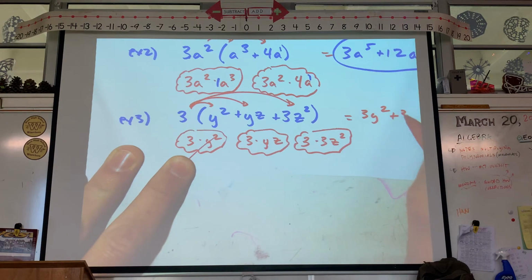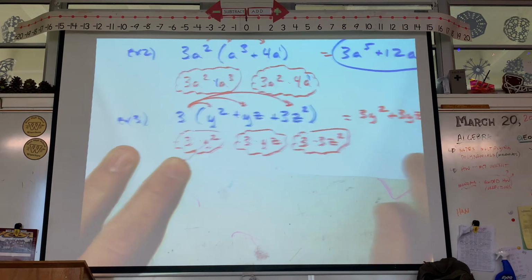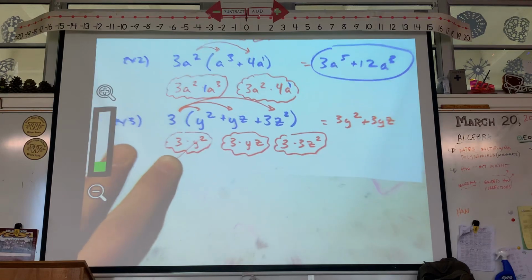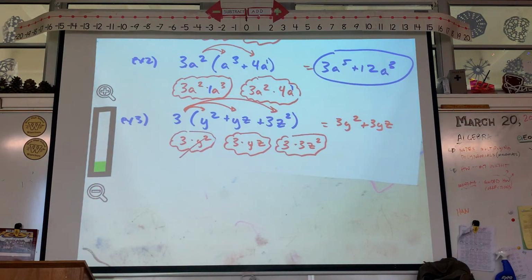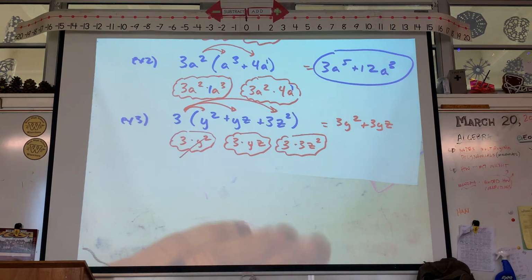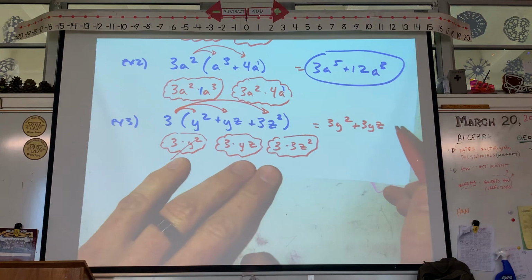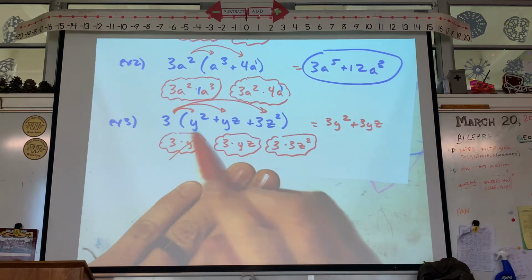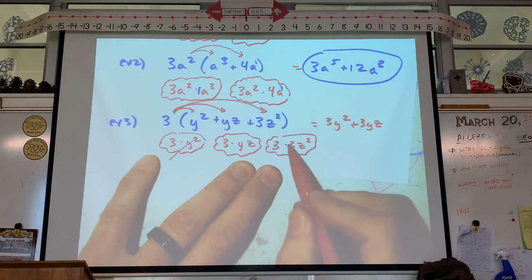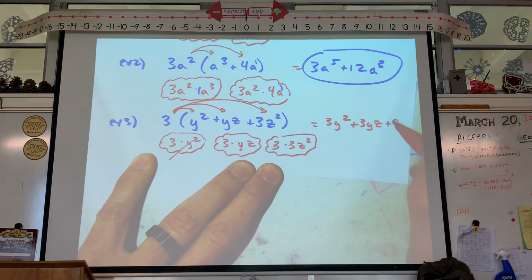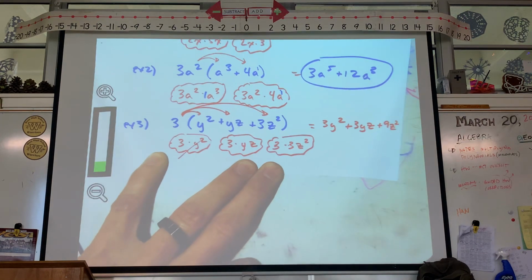It's positive 3yz. If I said what's 4 times ab, it's 4ab. If I said what's negative 8 times xy, it's negative 8xy. So don't overthink this, okay? And finally, 3 times 3z squared, well, 3 times 3 equals 9. And it is positive 9. And then we're just going to add the z squared. Z to the second. There we go.